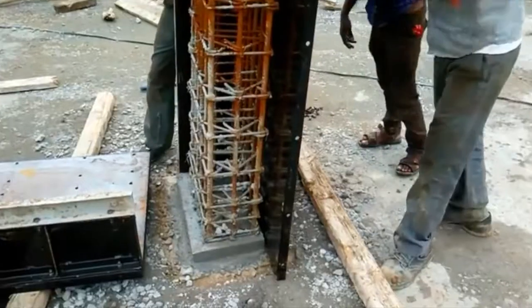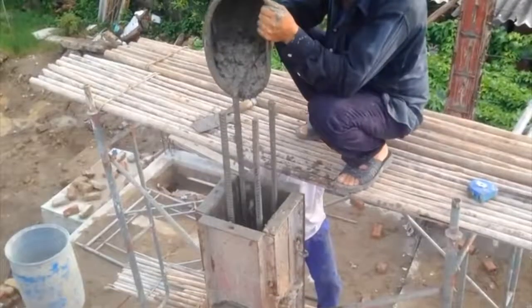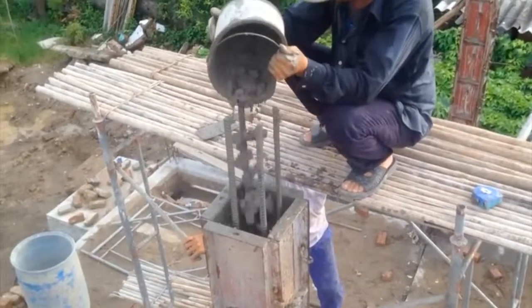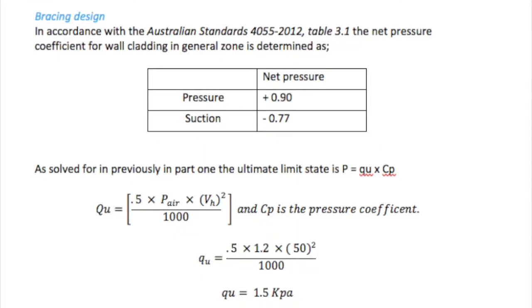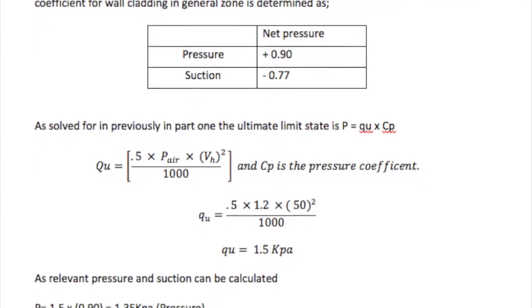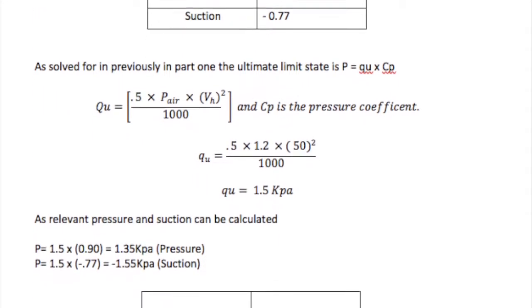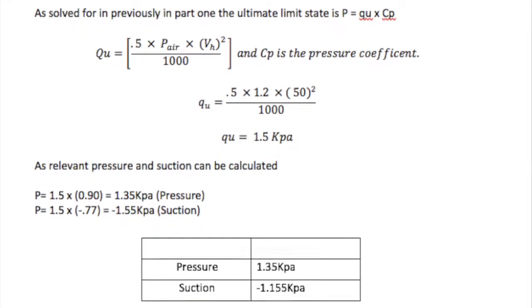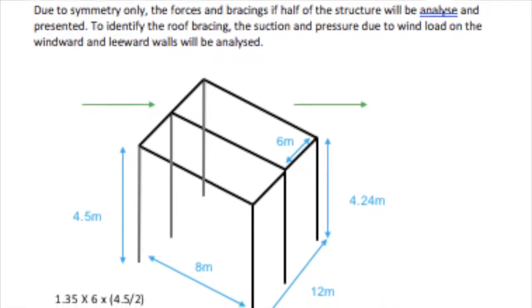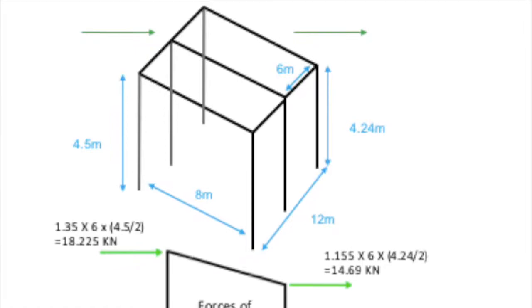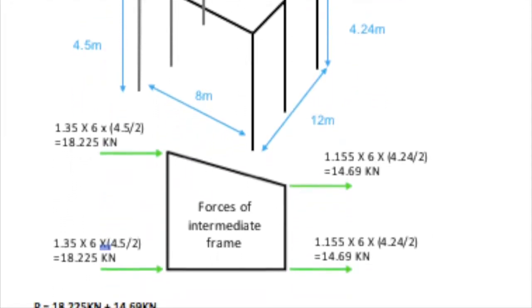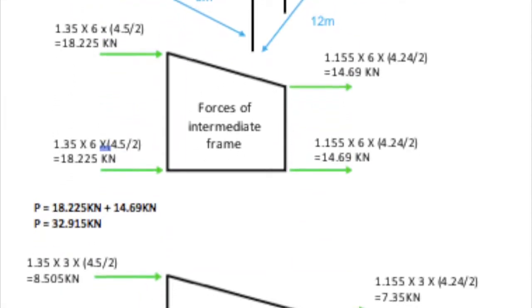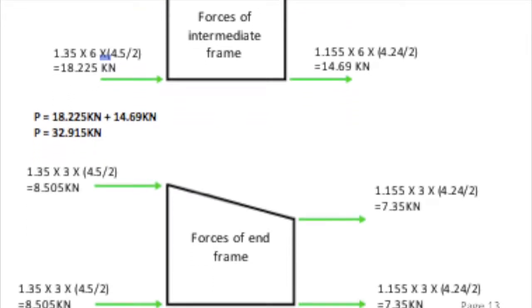Columns hold the rafters and beams in place and are used to assist the building's ability to resist wind or earthquake loading additionally. We began by using the net pressure once again, as located in the Australian standard, and used the same Qu equation as per part 1's findings. The intermediate frame and end frame were designed individually to ensure the structure would be sufficient in resisting the implied loads, depending on the location in relation to their pressure and suction wind loads.